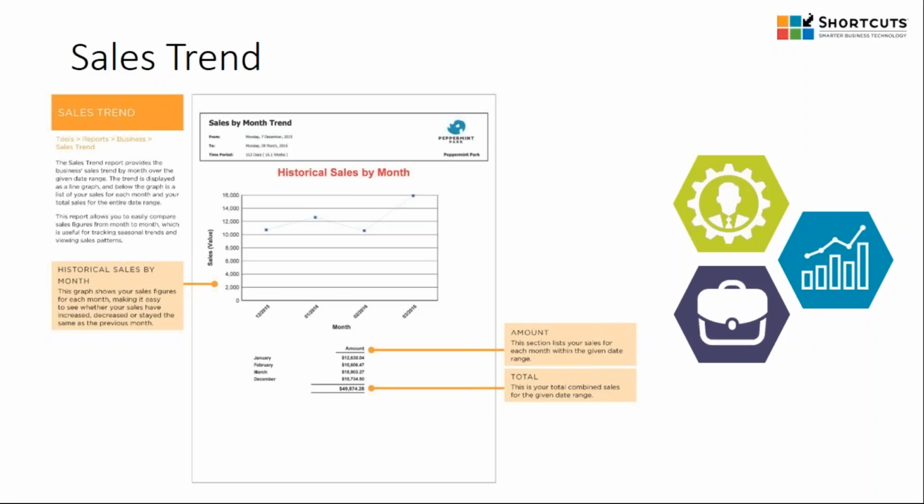And the first report in here we're looking at is our sales trend. The sales trend report provides the business sales trend by month over the given date range. The trend is displayed as a line graph, and below the graph is a list of your sales for each month and your total sales for the entire date range.